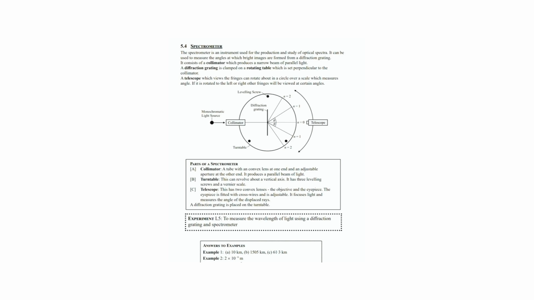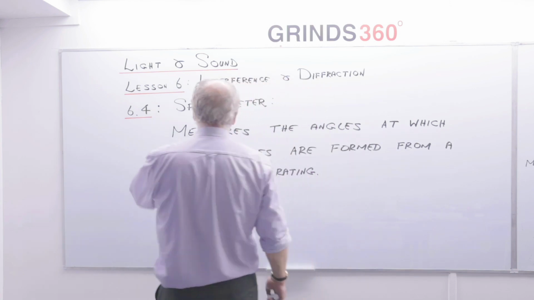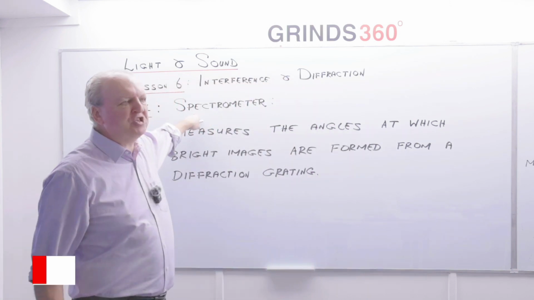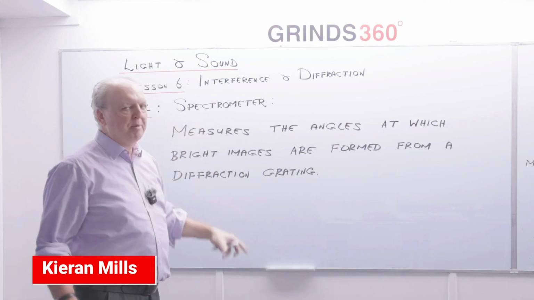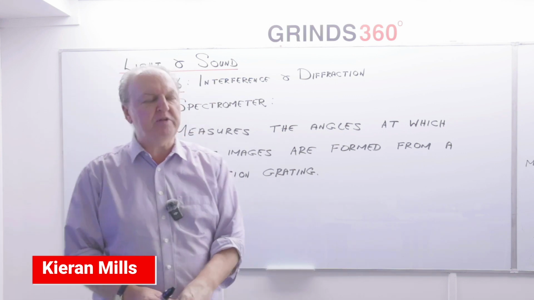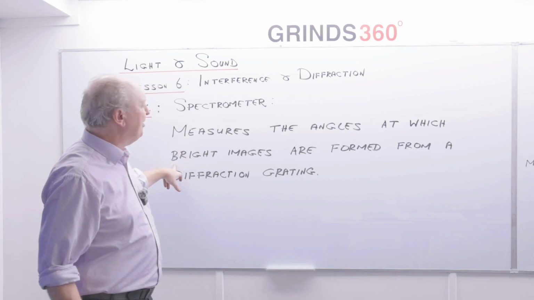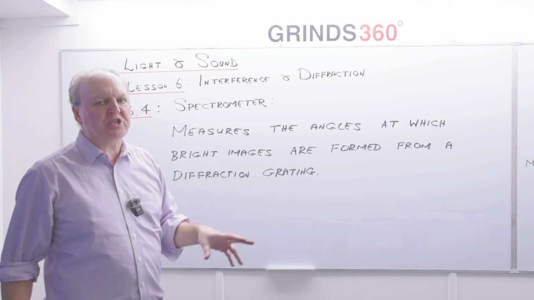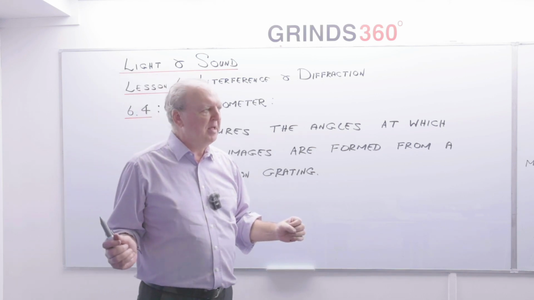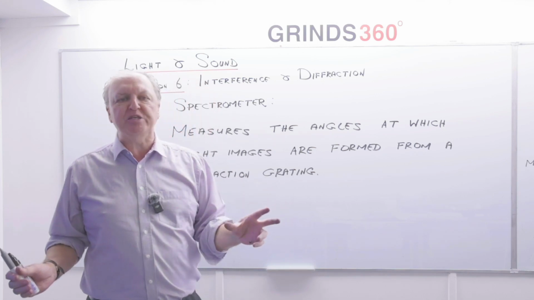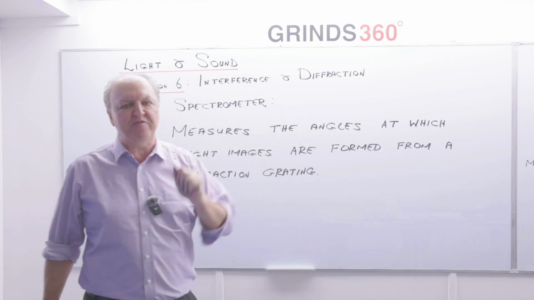First of all, what is the spectrometer for? Well, you can look at all kinds of spectra or rainbows through a spectrometer. But basically, what will we use it for in the leaving cert? Well, it's going to measure the angles at which bright images are formed from a diffraction grating. You know the way the light passes through a diffraction grating and you get all the different orders of bright images? Well, this can measure the angles at which they're formed.